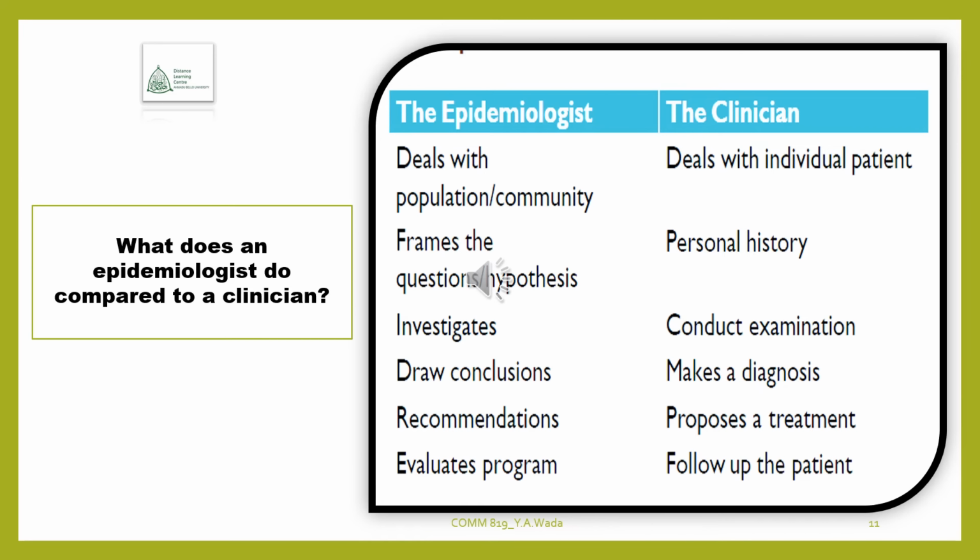the outbreak. While in the case of the clinician, he deals with an individual patient based on the patient's personal history. He then conducts an examination and makes a diagnosis. Then based on the diagnosis, he proposes a treatment and then follows up the patient to see whether there's improvement. Where there's no improvement, he may propose another treatment. So these are basically the major differences between the two.